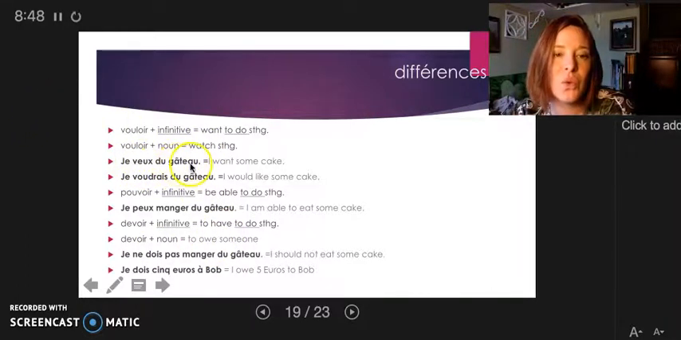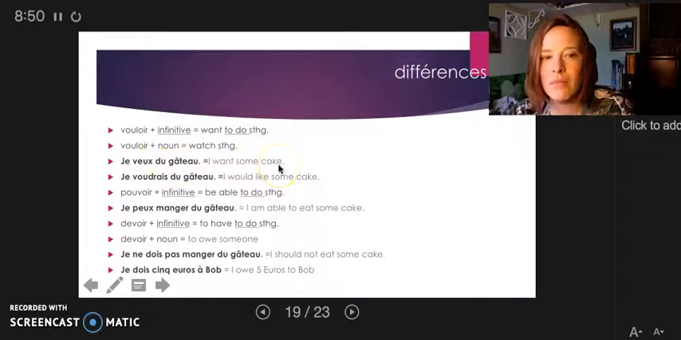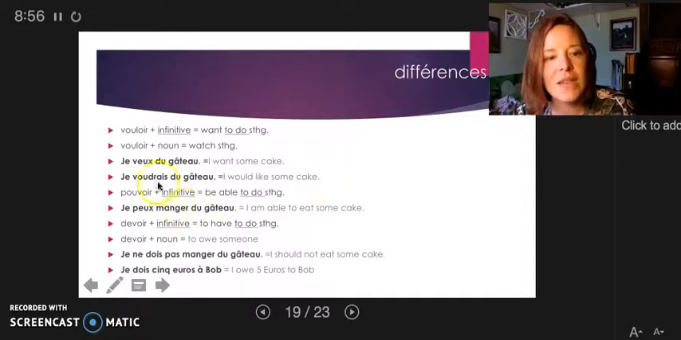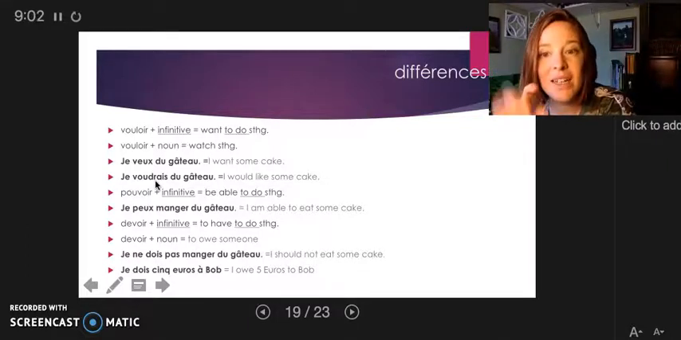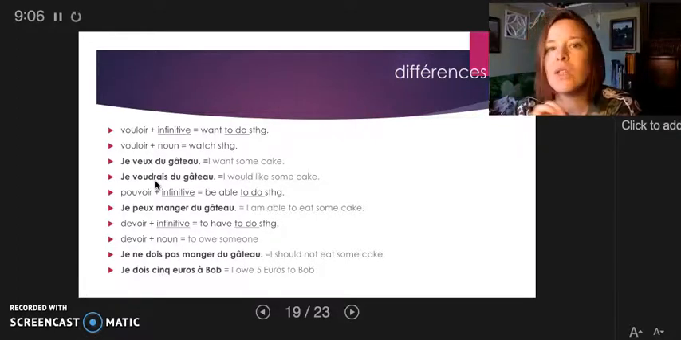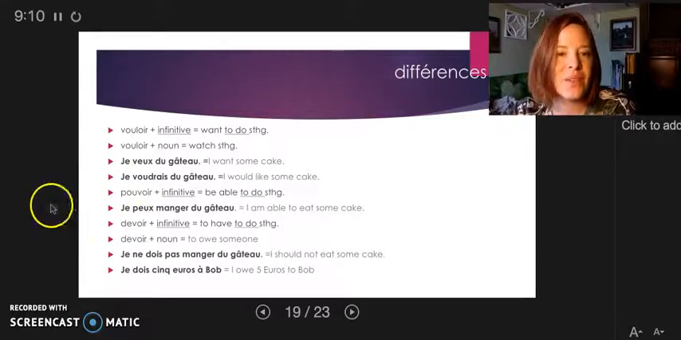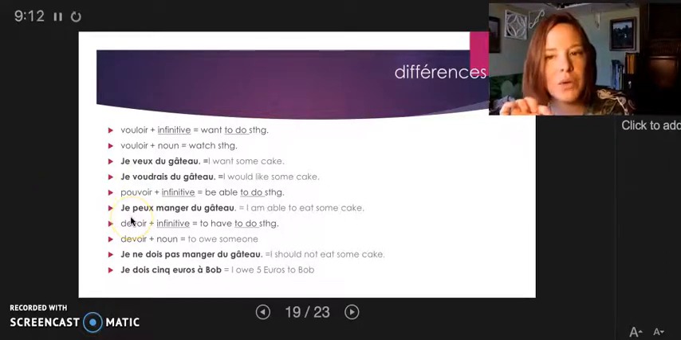Je veux du gâteau. I want some cake. Makes sense. Je voudrais du gâteau. I would like some cake. So again, I can use those with a noun. Voudrais is a polite form. It's the conditional form of the verb vouloir. And although we haven't learned it yet, it's very handy to use. If you're going to a restaurant anywhere in France, don't say je veux, say je voudrais for politesse, to be polite. And then you're more likely to get what you want.